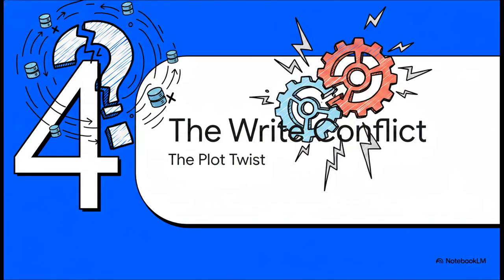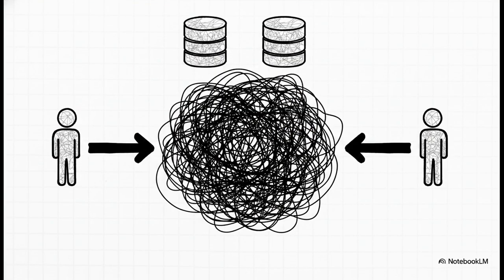Which brings us to Part 4, the write conflict problem. Here is the plot twist. Allowing data to be changed in multiple places at the exact same time creates a massive complication. We call this the problem of concurrent modifications.